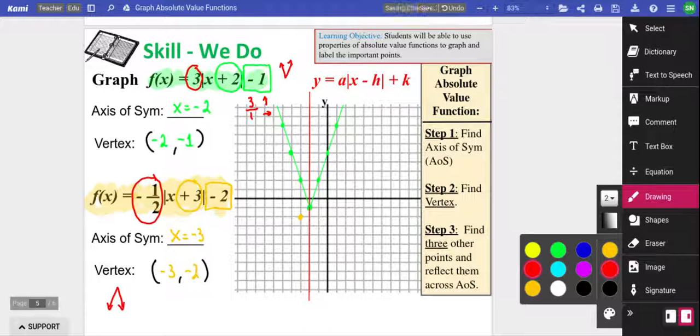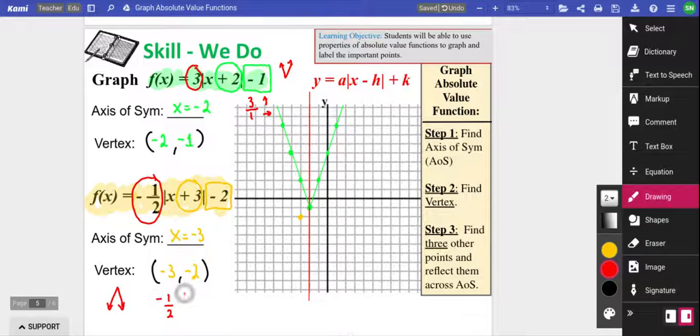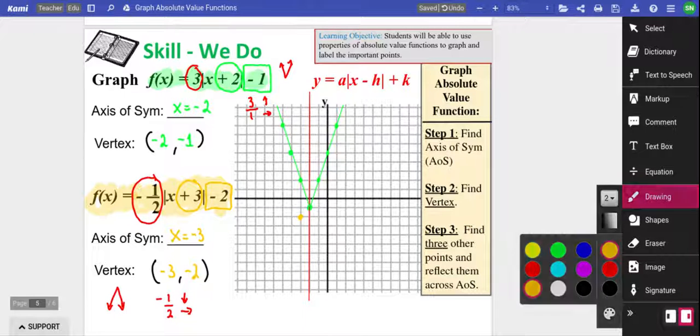Also, that is a -1/2. I will take the negative and put it next to the 1. Therefore, this means I move down 1, 2 to the right. And let's do that starting from our vertex. Move 1 down, 2 to the right. 1 down, 2 to the right. 1 down, 2 to the right.